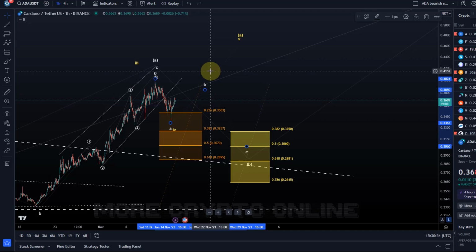So the situation is basically like yesterday, with a difference that we've actually dipped into the support area in orange and reacted to that 23.6 FIB level.